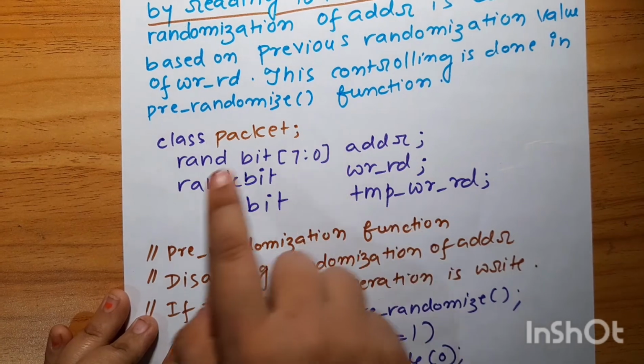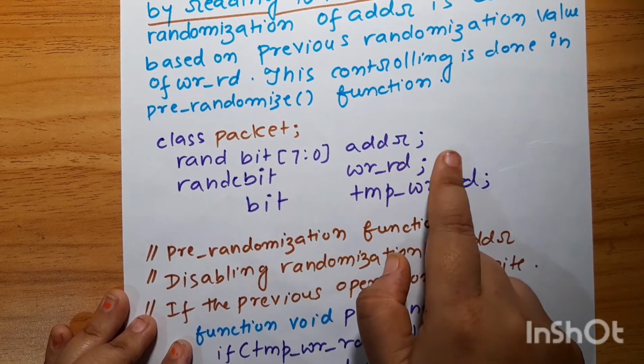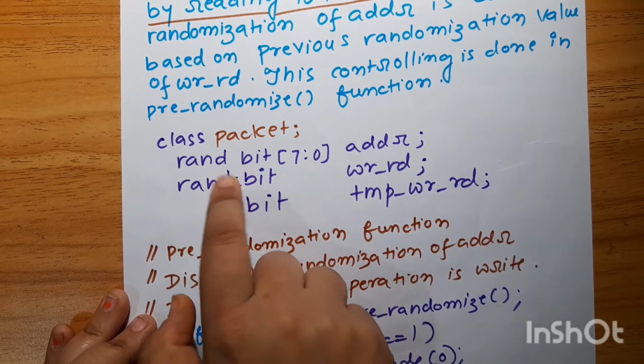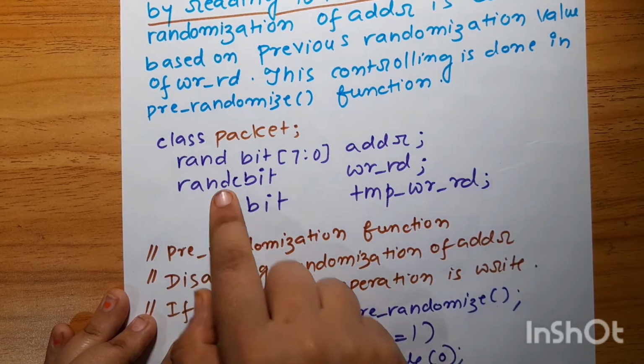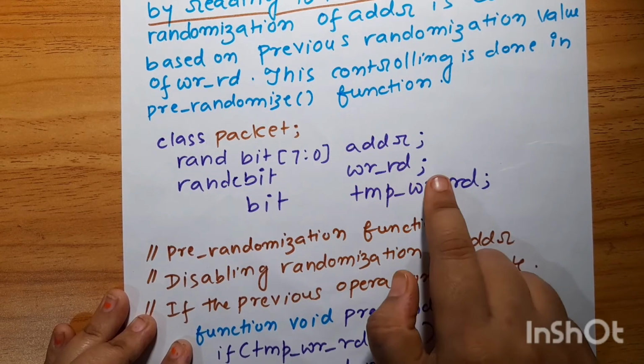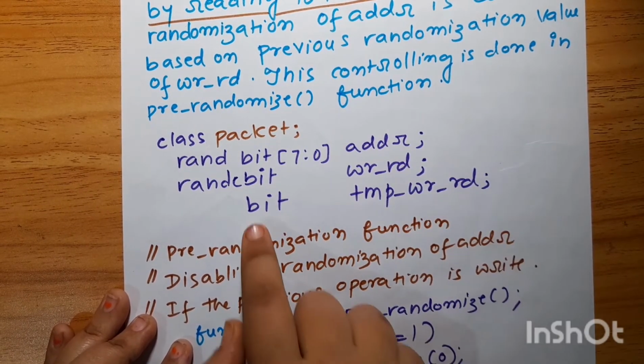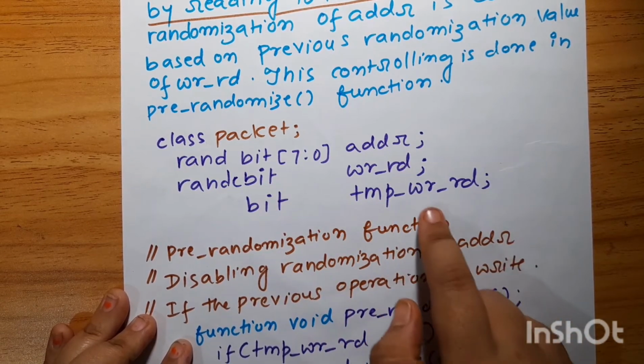Here is the class packet, rand bit [7:0] address; randc, here is the cyclic, randc, cyclic randomization is happening. randc bit write_read; bit temp_write_read; This is not randomized, this temp_write_read.